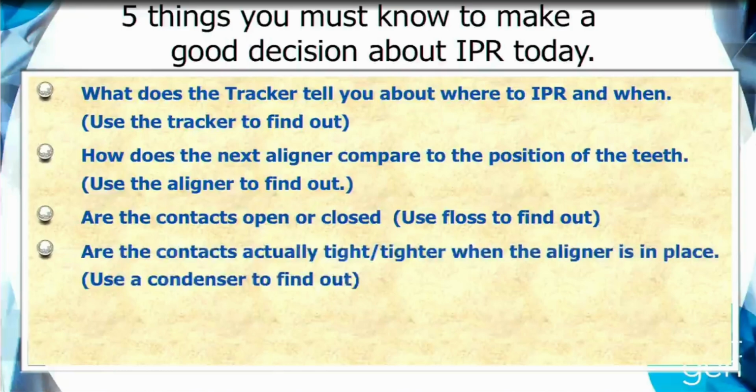Okay, here's the big one. Are the contacts actually tight or tighter when the aligner's in place? Because the aligner is handcuffing some teeth and you're trying to avoid collisions. So if you really want to know if there's binding when the aligner is in, then put the aligner in the mouth and then floss the teeth and find out.